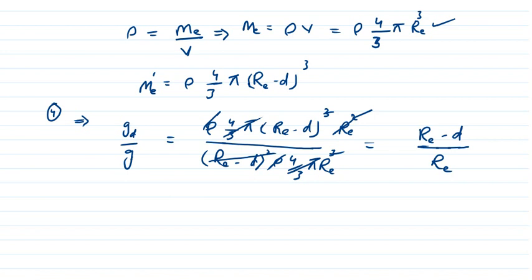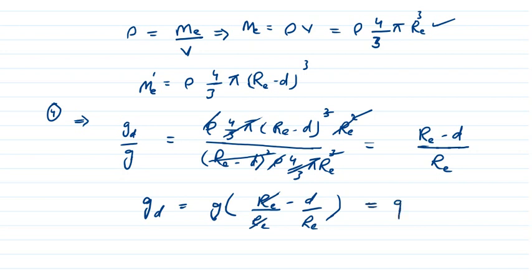So we can say this g d as g multiplied by Re minus d divided by Re. We just separate this one, and this Re will be cancelled out, so we can say g d equals g multiplied by 1 minus d divided by Re. And this is actually the acceleration at depth of the earth. So we can use it for many purposes.